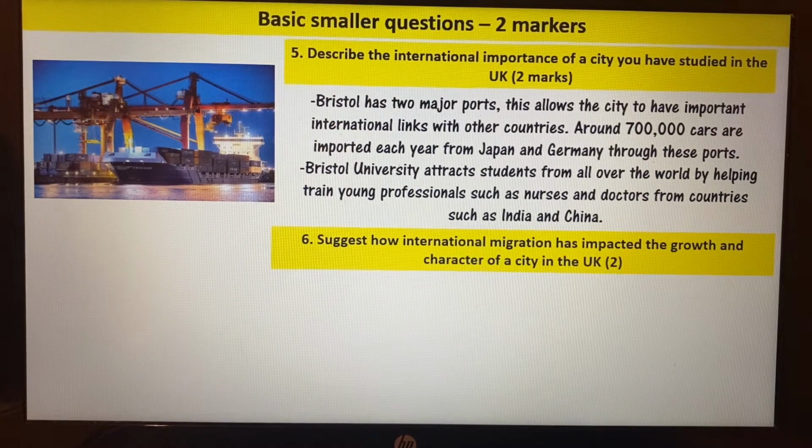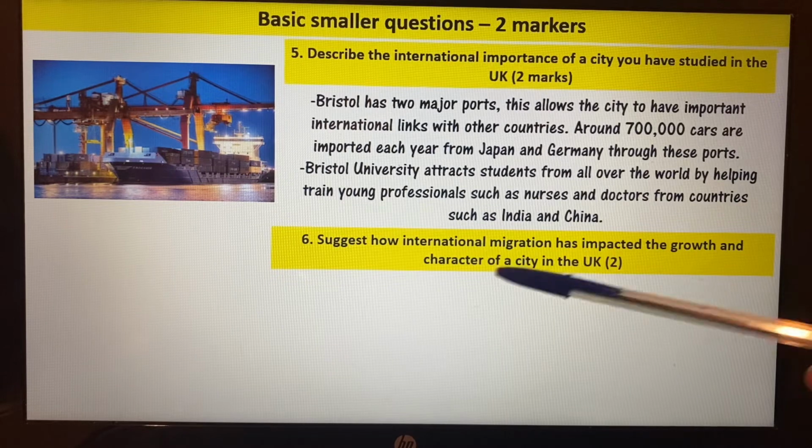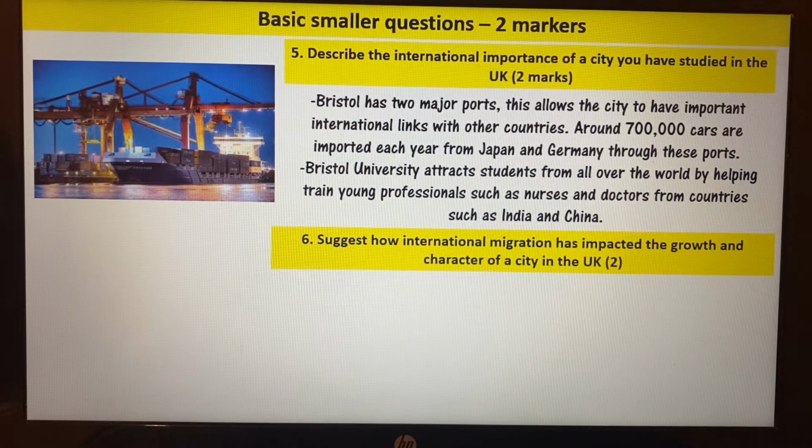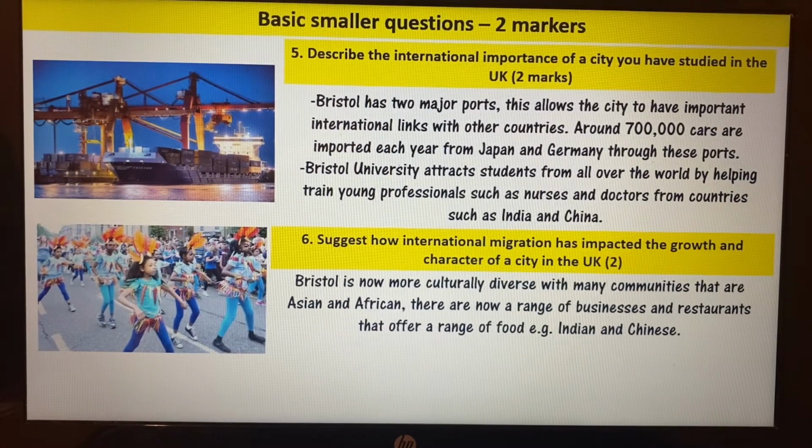Suggest how international migration has impacted the growth and character of a city in the UK. So think about what that means. How has international migration changed Bristol? In other words, that's what it's asking you. Well, it's changed it in a good way. You could say bad ways, but we'll look at it as a two marker. You just have to write something basic.